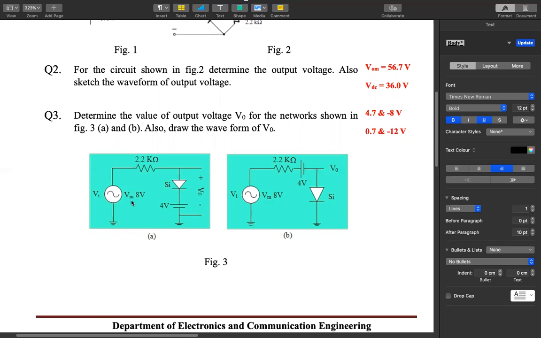So first draw the input waveform with peak amplitude 8 volt and corresponding to different points, different regions, forward region, reverse region. You have to draw the waveform for output V naught. Now I'm giving you 4 to 5 minutes to look at the diagram and try to solve it. After that, if you have any doubt, then I will tell you how to solve it.